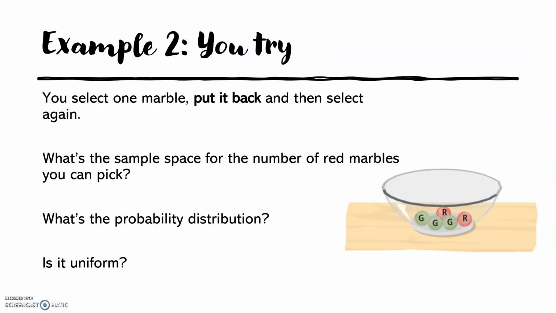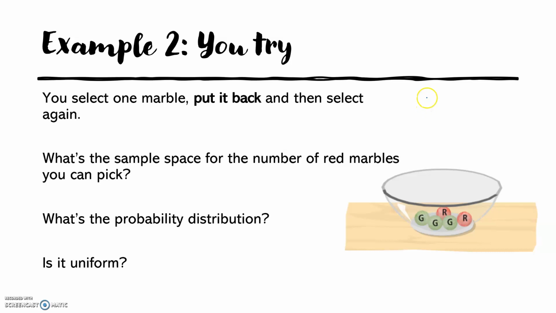All right, so for this example, we're going to pick a marble out of this jar of marbles that has 3 green and 2 red, and then put it back, and then we'll pick again. So for this experiment, we're going to put it back. I'm going to encourage you to pause and try drawing a tree. We want to either get a red marble or not a red marble, because we're counting the number of red marbles that we pick. So go ahead and pause, and when you think you've got it, I will talk through this solution.